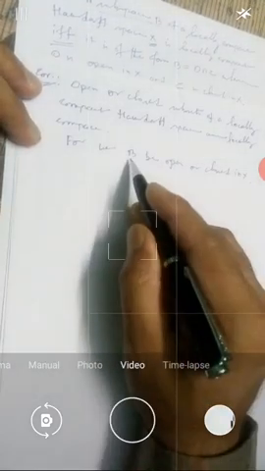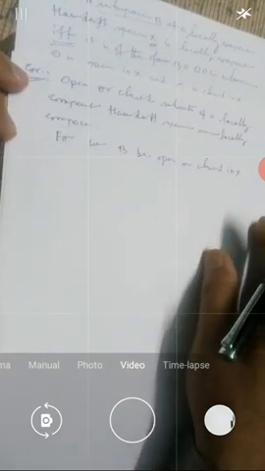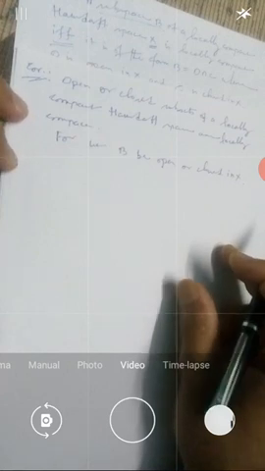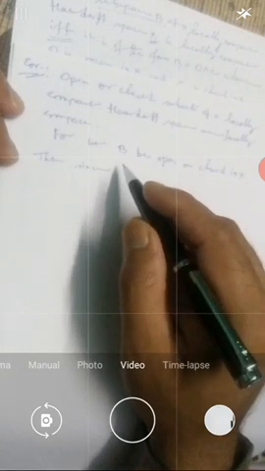Let B be open or closed in a topological space. A set may be neither open nor closed. A set may be closed as well as open. But if B is open or closed, then we know the whole set X is open as well as closed.